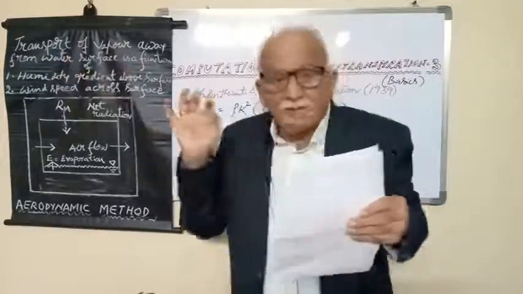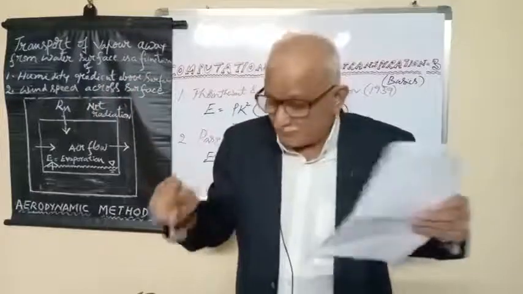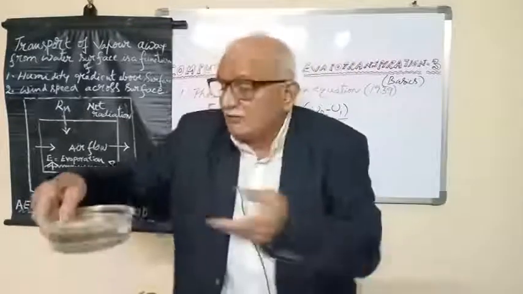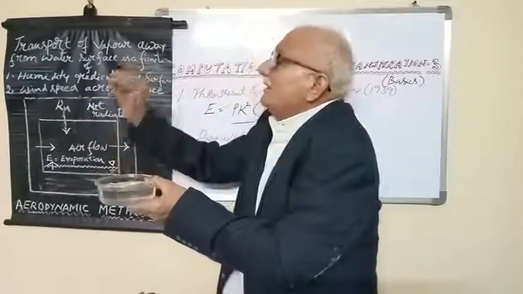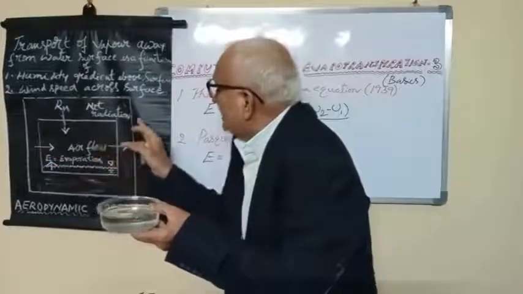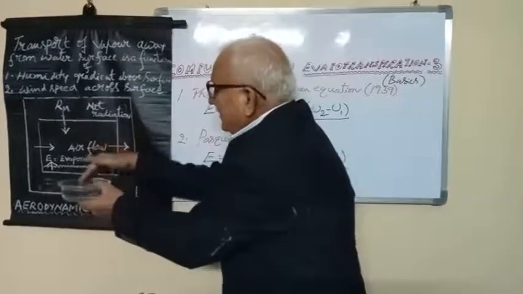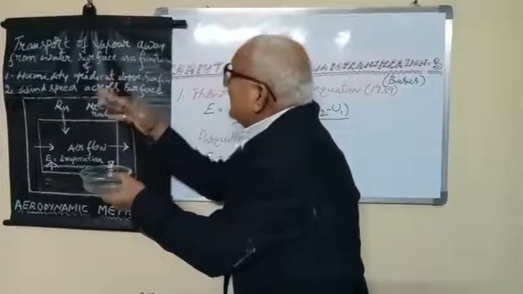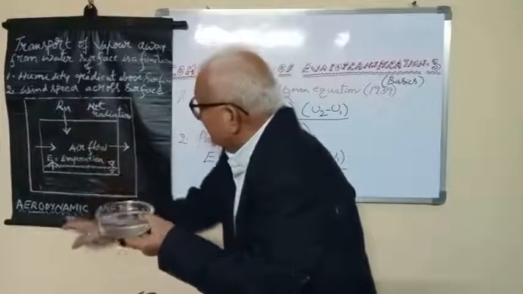Now here I would like to tell some important things. The basic fundamental thing is that transport of water vapor away from the surface is a function of two things. What are those two things? Please see here. The first one is the humidity gradient, that is the vapor pressure at the surface and the humidity gradient at two heights, and the second is wind speed across the surface. Airflow, air in its horizontal motion, is known as the wind. So evaporation, the transport of water vapor away from the water surface, is a function of humidity gradient and wind speed across. Net radiation is falling, wind movement is there, air in its horizontal motion is there, and evaporation is going on. This is the aerodynamic method.